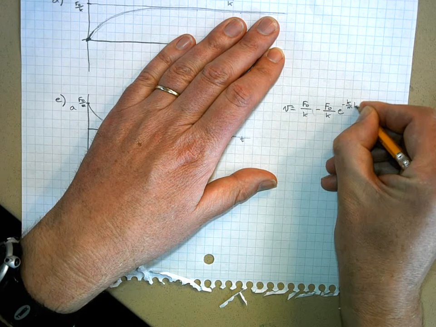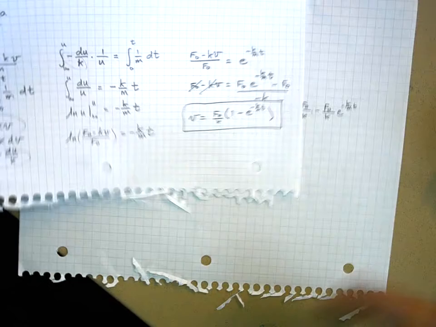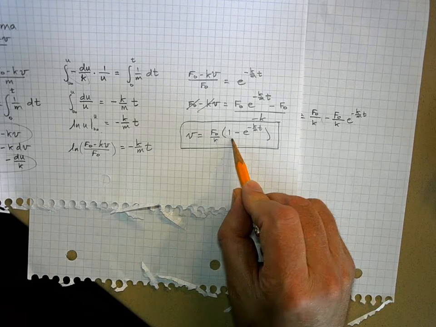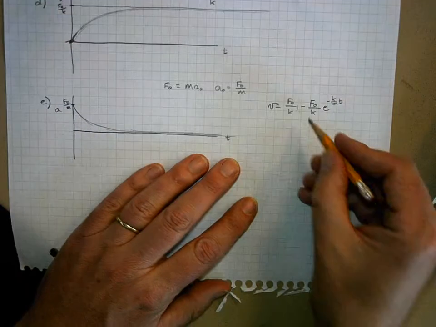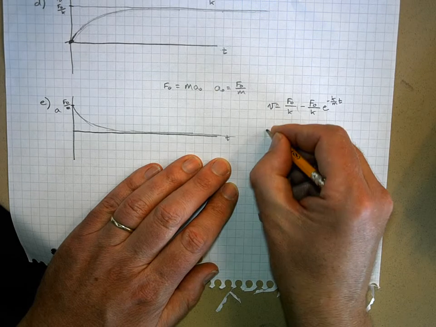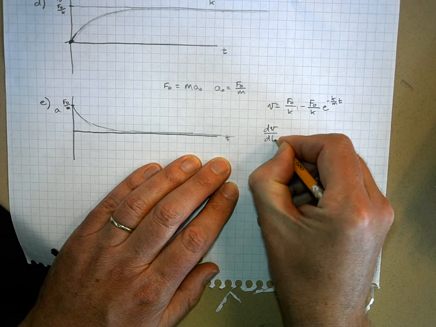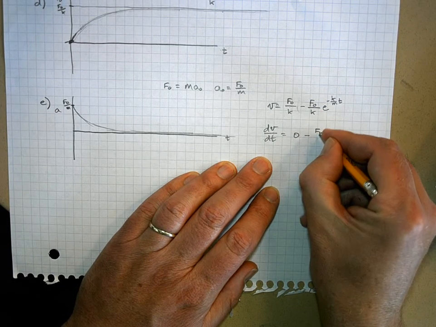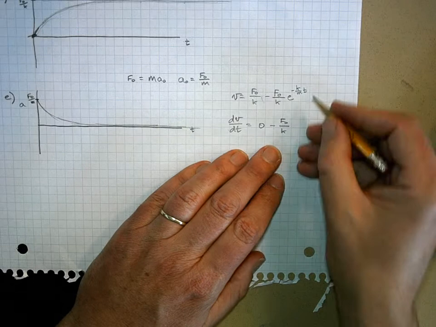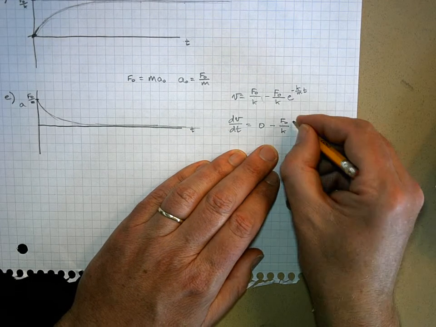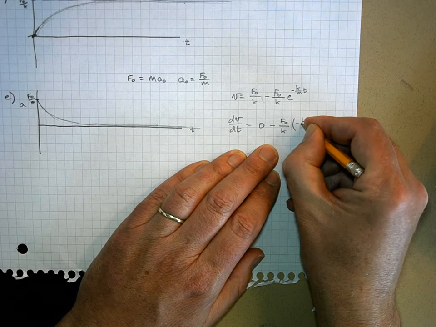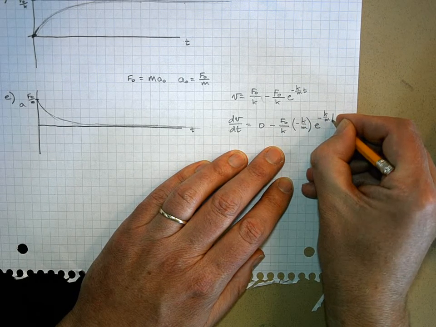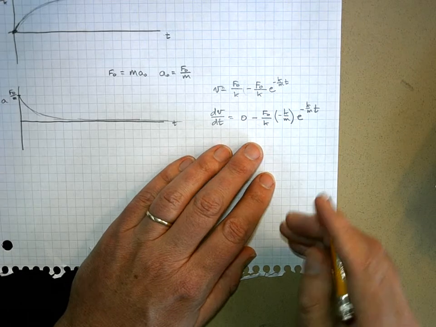So here's what I did. V is equal to F naught over K, and I took the expression for velocity and distributed the F naught over K in there. Now I'm going to take the derivative of it. dv dt is equal to 0 minus F naught over K, but then you have to take the derivative of the inside part, which is negative K over M times e to the negative K over M times t.